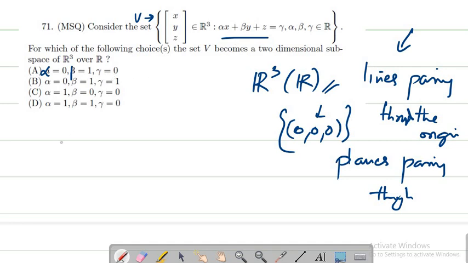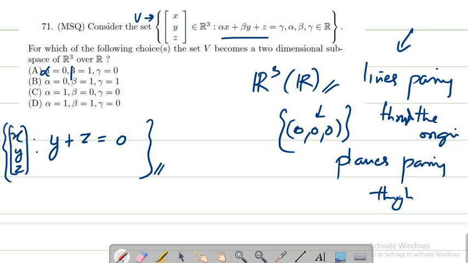If you substitute alpha equal to 0, beta equal to 1, and gamma equal to 0, what do you get here from this? We get something like alpha is 0, so 0x plus beta is 1, so y, plus z equal to gamma is 0. So the set of all x, y, z in R3 such that y plus z is equal to 0. So what is this set? Suddenly don't say that it's basically a line. You may write something like y is equal to minus z. Yeah, it's a line, but it's not true because we are asked to find the set of all x, y, z for which y plus z equal to 0.